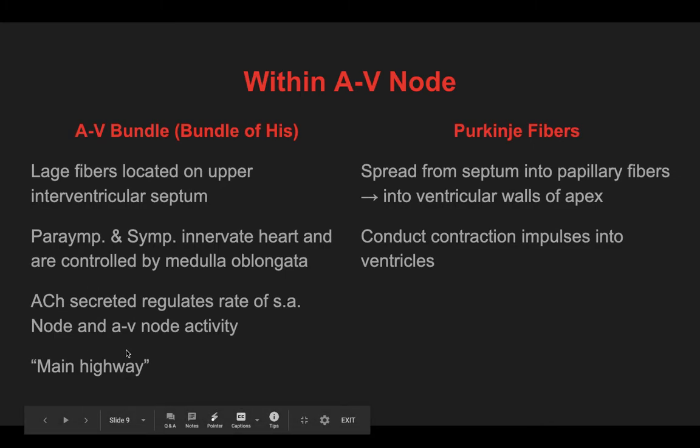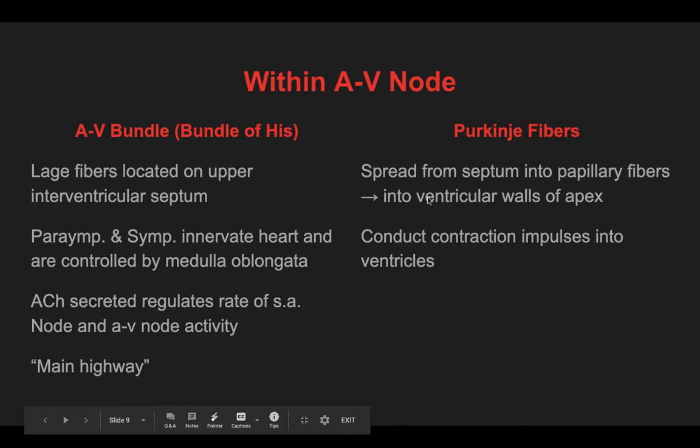When the acetylcholine is secreted, it's going to regulate the rate of the SA node and the AV node activity. So acetylcholine here is going to be secreted and regulate that rate. And it's considered like the main highway. And I have a picture on the next slide that'll show you guys why it's called the main highway.